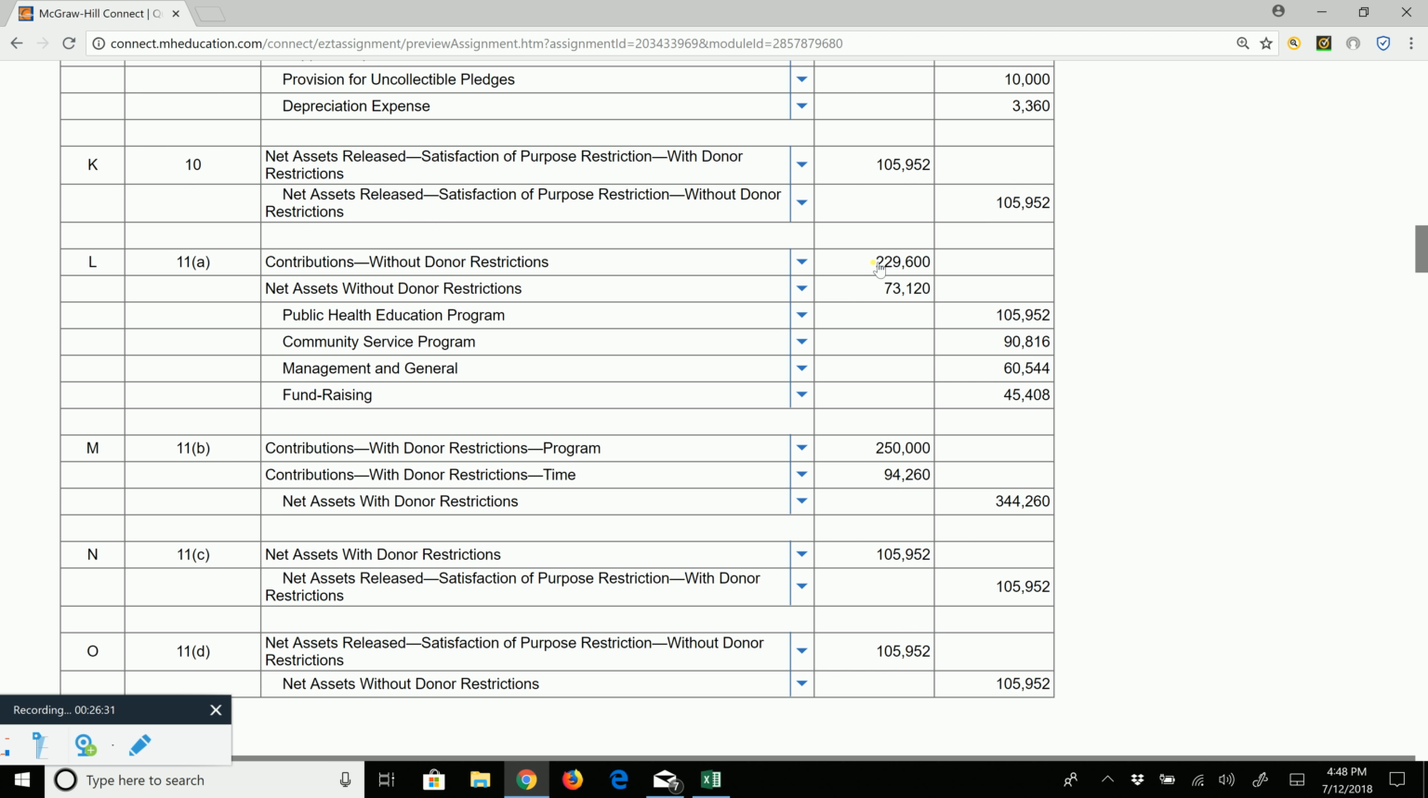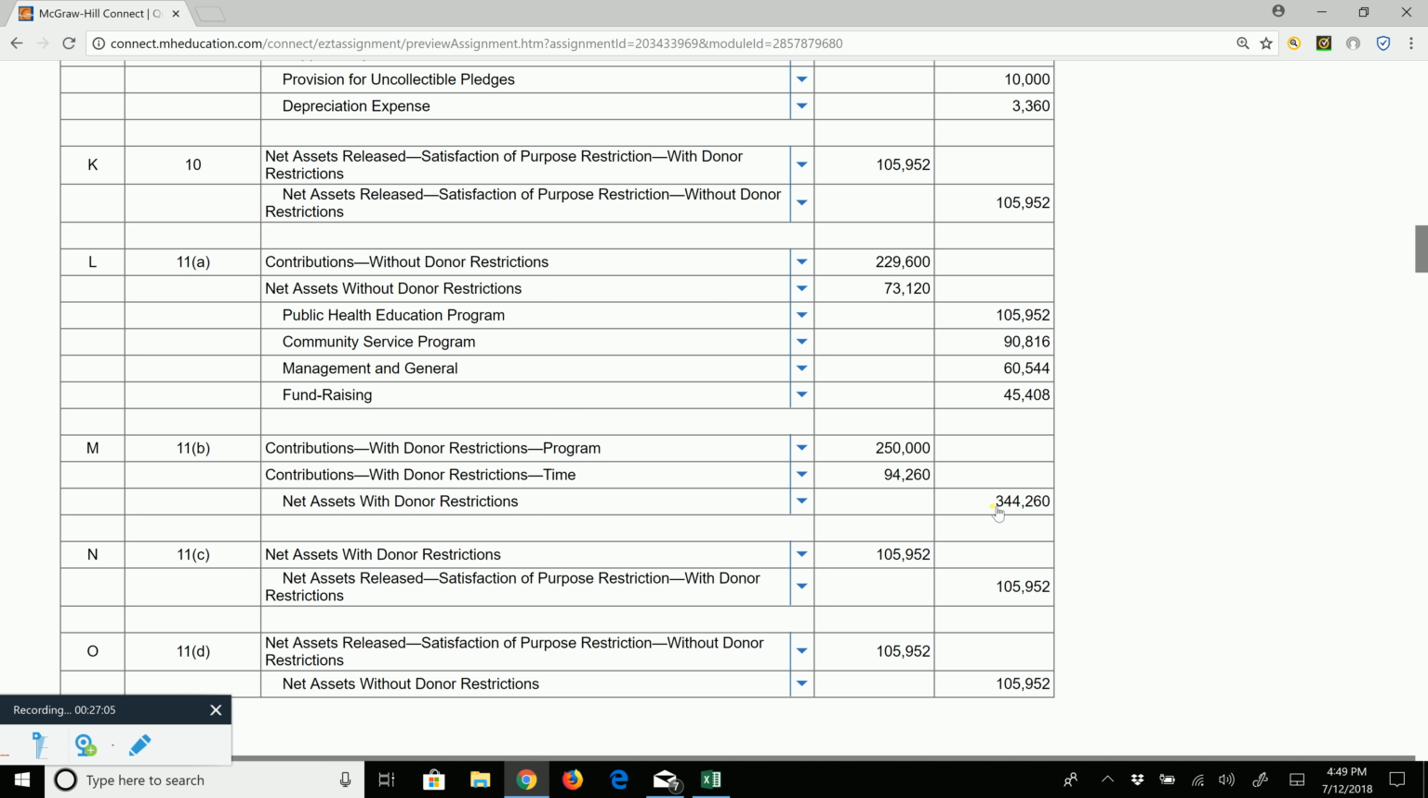We'll close out the contributions without donor restrictions with a debit, close out all of our expenses with credits, and whatever is needed, debit or credit, to balance the journal entry. Net assets, that's the equity. Equity for private nonprofits is called net assets, $73,000. Now, the other closing entry, we'll close out contributions with donor restrictions. They'll get closed out with debits, closed out directly to net assets with donor restrictions.